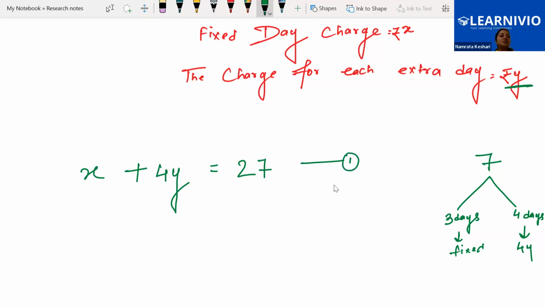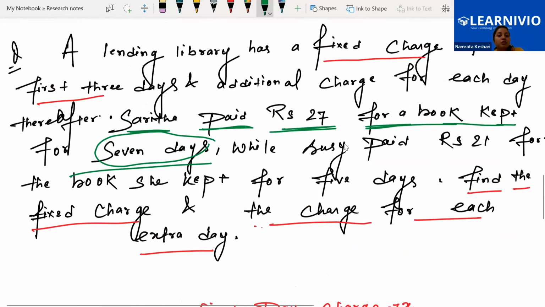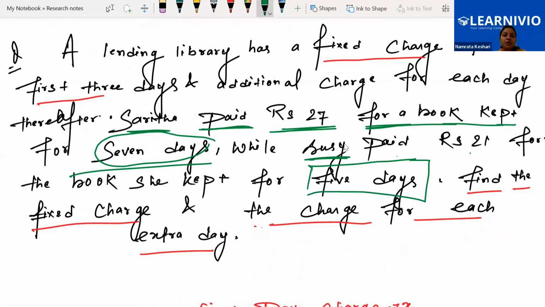The main task is to frame the equation. Once we are done with that, we are done with the main thing. We just have to do the calculation, subtraction, addition, arrangement. That we'll be able to do. Next one. Shushi, another person, paid rupees 21 for the book she kept for 5 days.